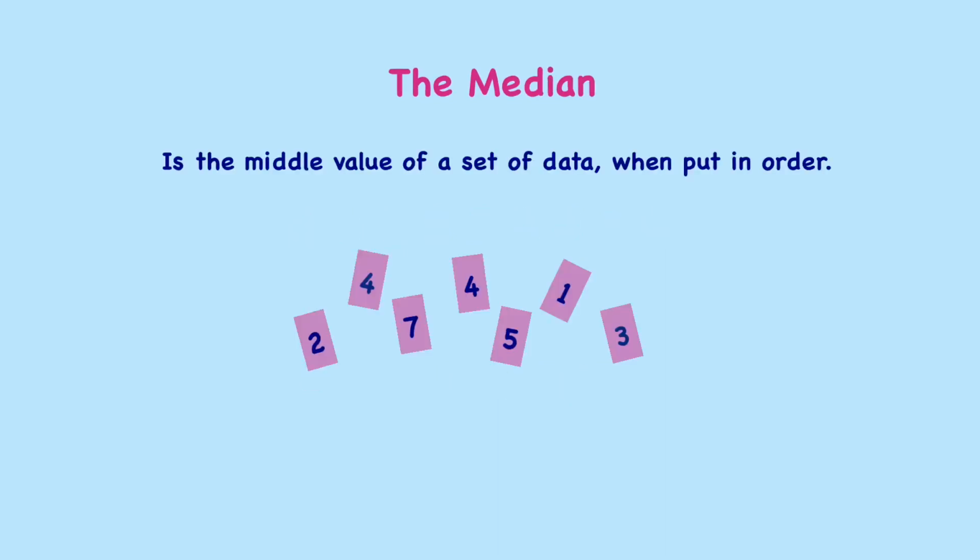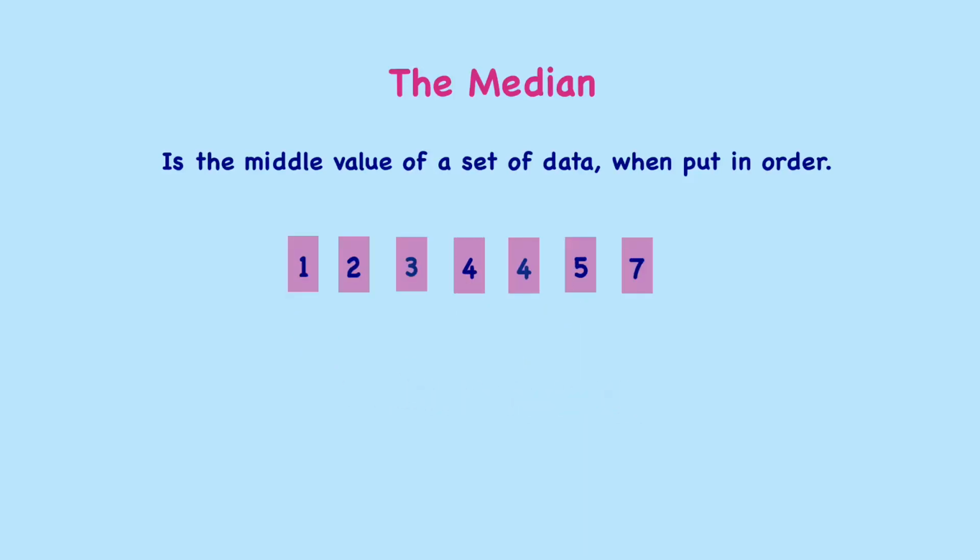So now we're going to look at the median. And the median is the middle value when the data is put in order. So this is very important. They must be put in order first. So let's put these numbers in order. So we have 1, 2, 3, 4, 4, 5 and 7.